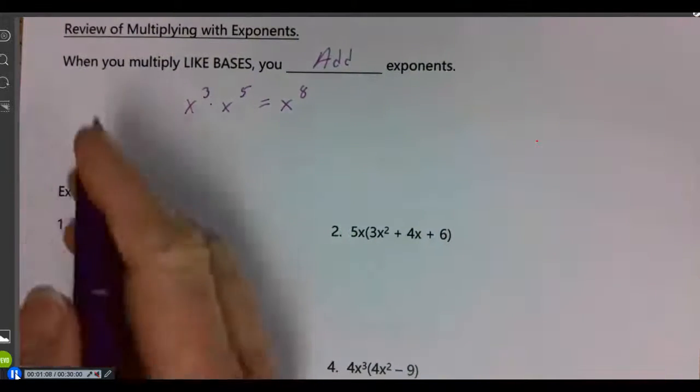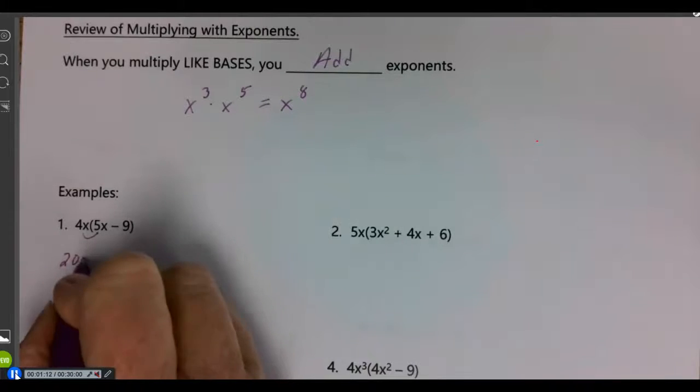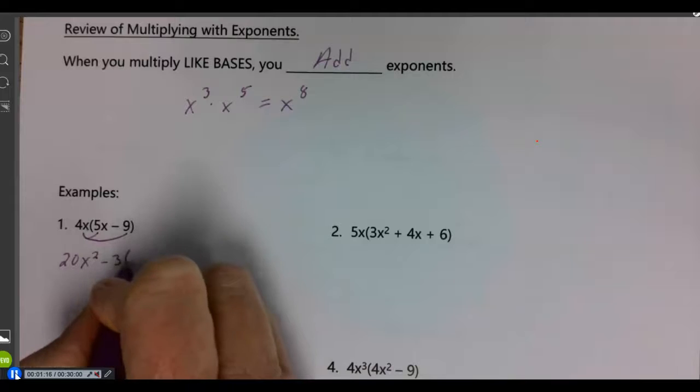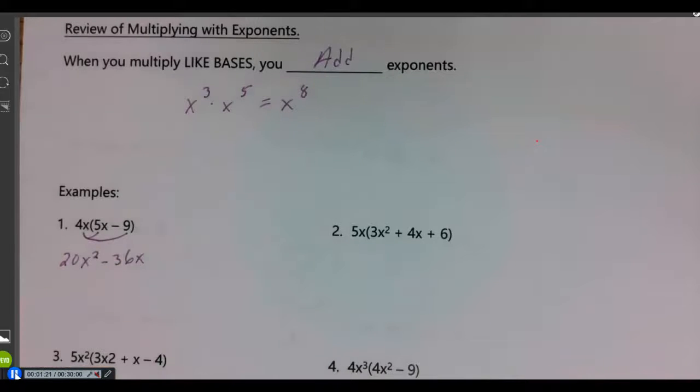We're going to take 4x times 5x. I multiply the coefficients and I get 20. X times x is x squared. Now I take 4x times 9. I get negative 36x. And we're done. That's it.